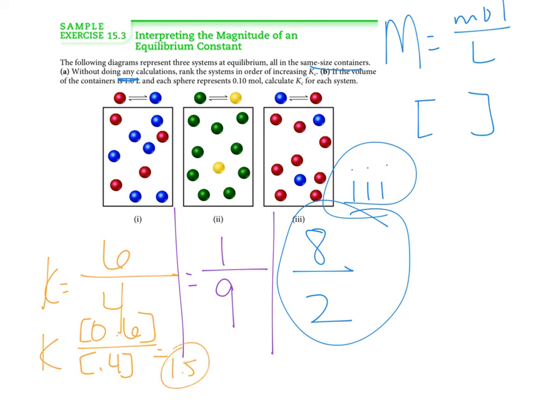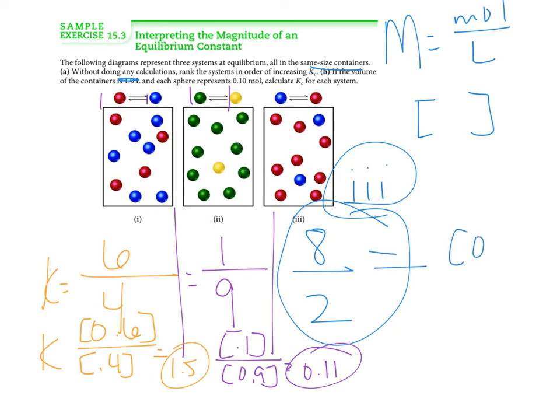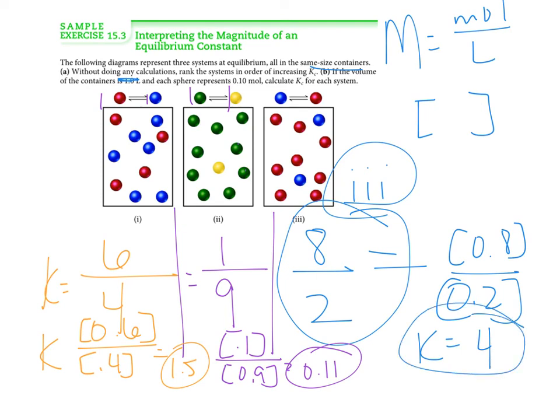For situation number 2, we have 0.1 molar over 0.9. And these are all to the first power because the coefficients are 1 in each of them. So 0.1 divided by 0.9 equals 0.11. And finally, for this one, we would have 0.8 molarity over 0.2 molarity. So this last K is equal to 4, verifying that it is the largest one.